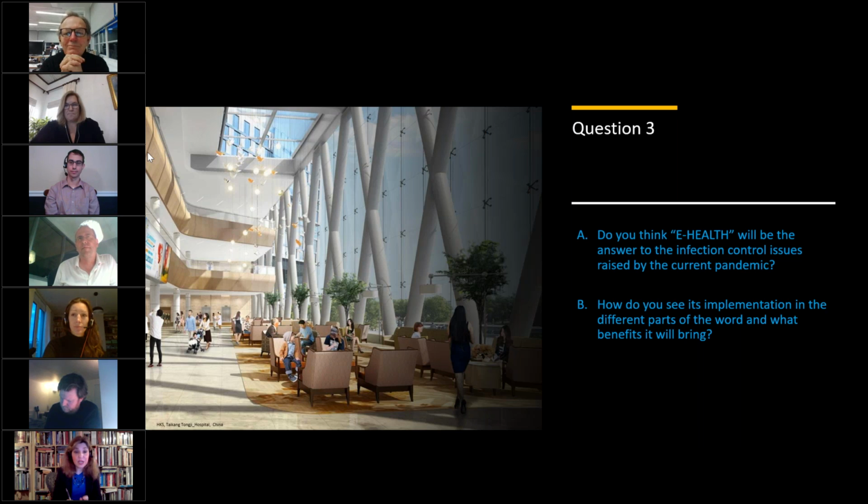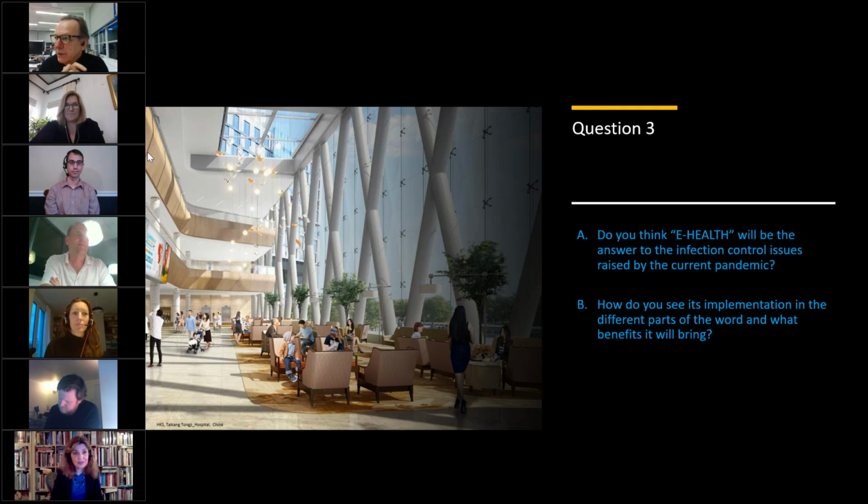Yeah. Here is also connected a question which we didn't answer. How will this affect the workplace? Because hospitals are not only for patients, they are also for staff. Do you think we need big open plan office spaces in the hospitals anymore, or will it be done in a different way when we move towards online health? Christopher?